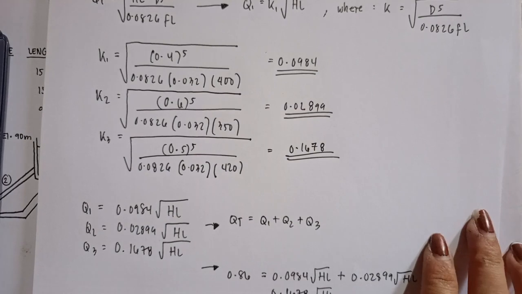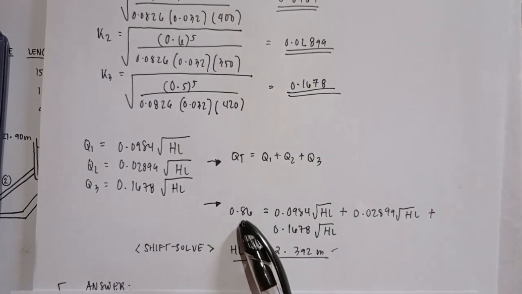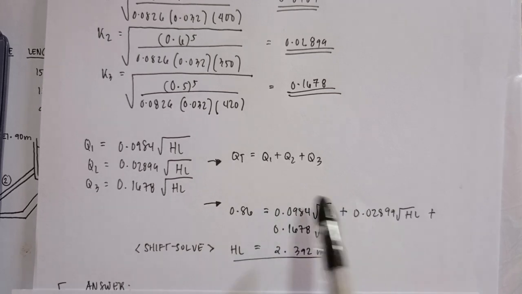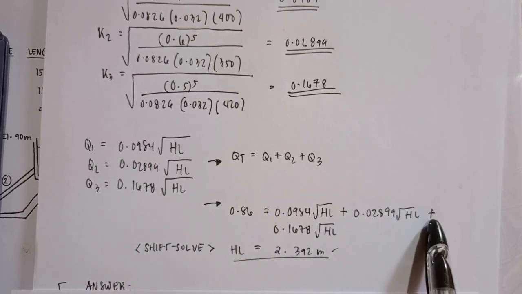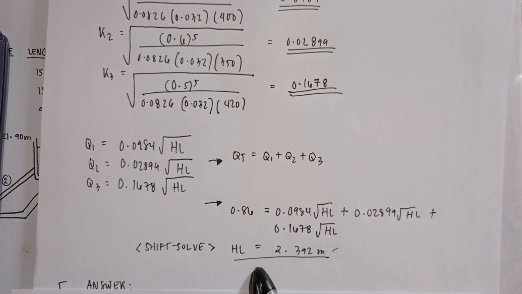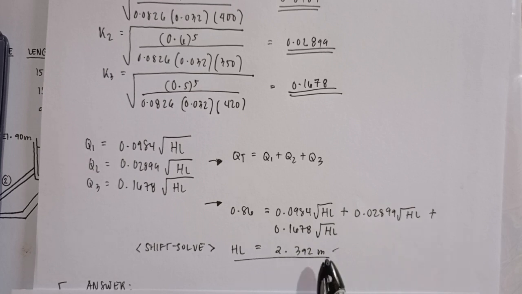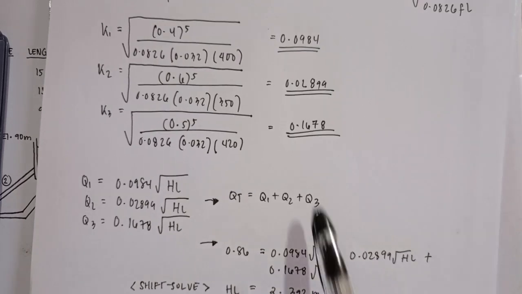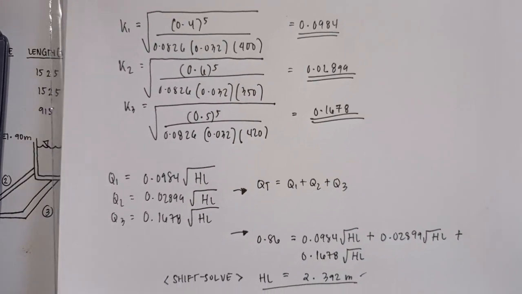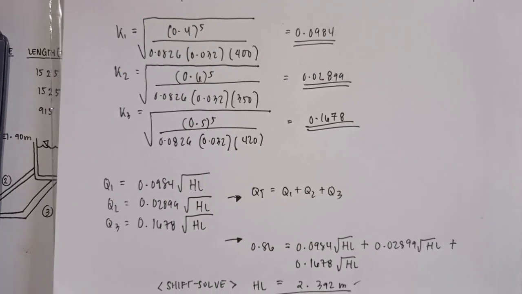And so we put it in the equation, 0.86 QT, our total flow rate. So Q1, Q2, and Q3, the summation of that, we put it into the calculator using shift solve technique, and we got HL, or the head loss, of 2.392 meters. And now that we've got our head loss, we can multiply this by the values of K in order to find the values for Q's 1, 2, and 3. And that is what we're aiming to find. That is what the problem asked.